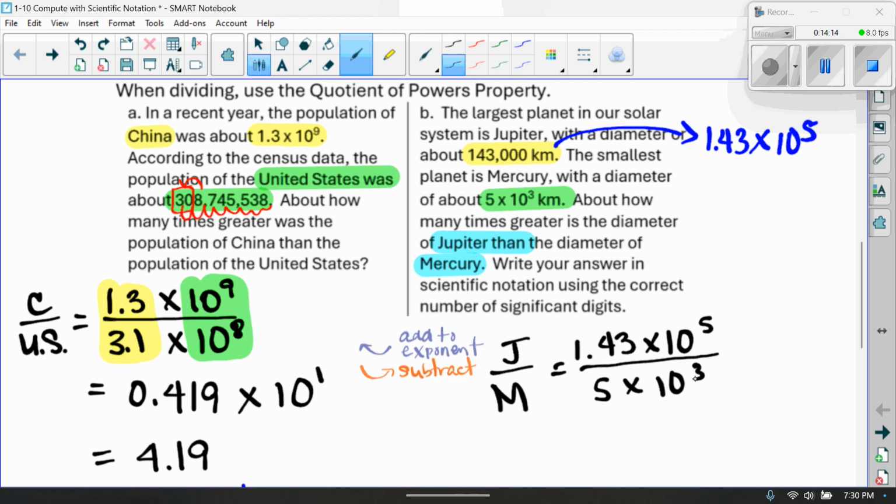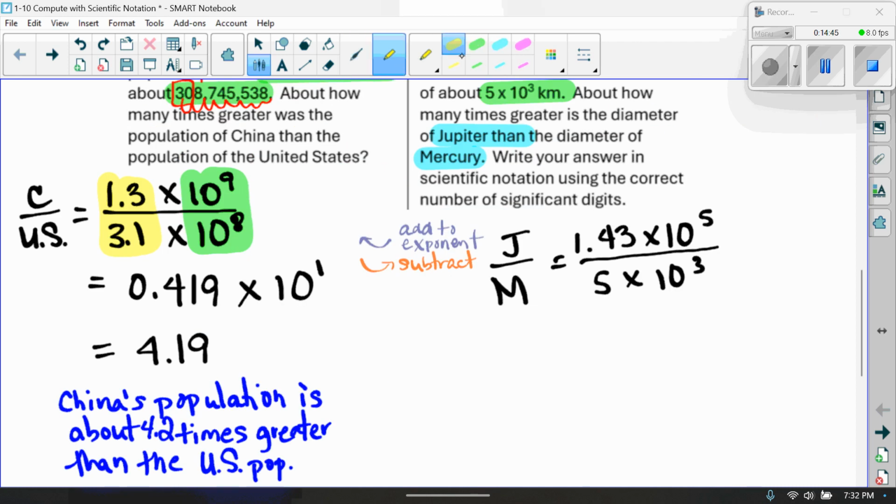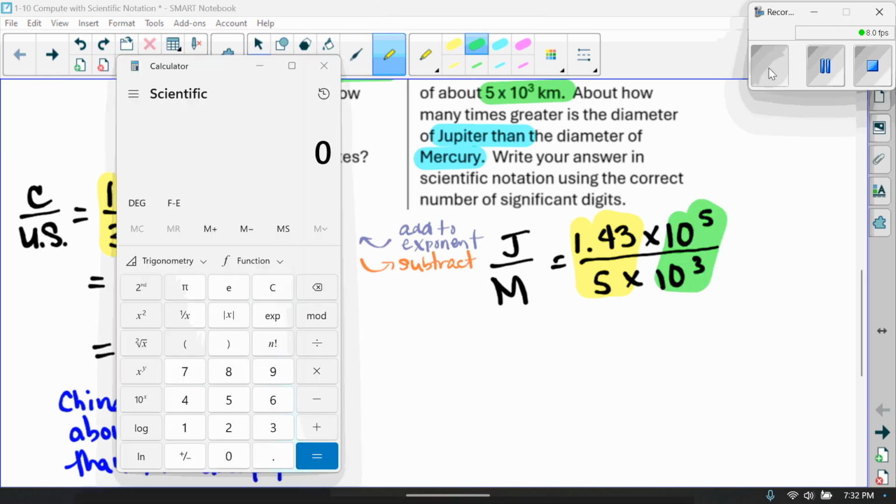Now, when you look at these two numbers, we've got 3 significant digits here, and we have 1 significant digit there. So when we are trying to decide how many significant digits our answer has to have, it has to be to the least of the accurate numbers. So that means that our answer has to have 1 significant digit. So here we are going to divide our constants, and we are going to divide our powers.